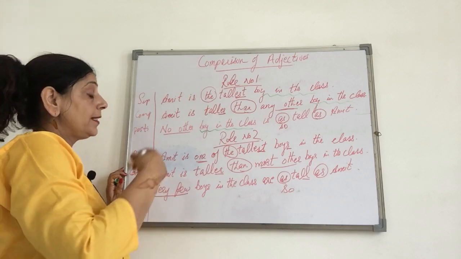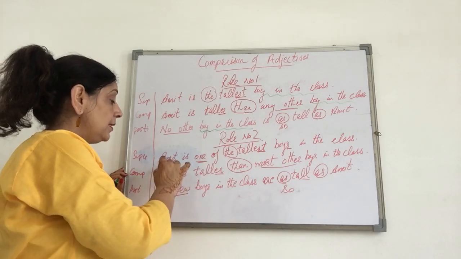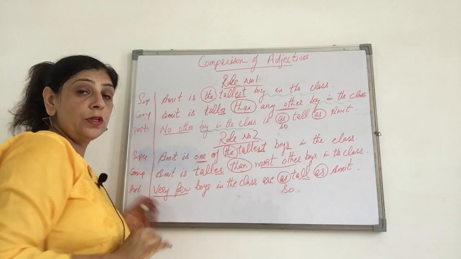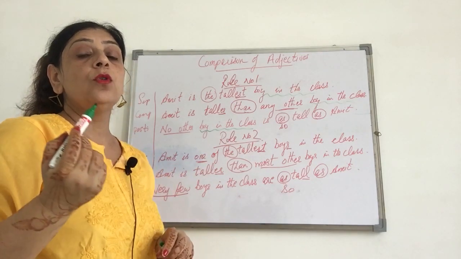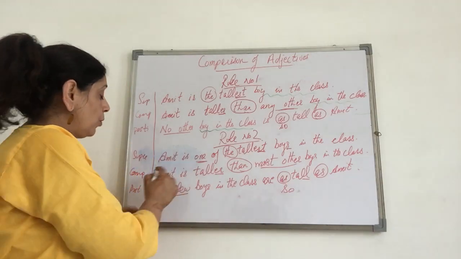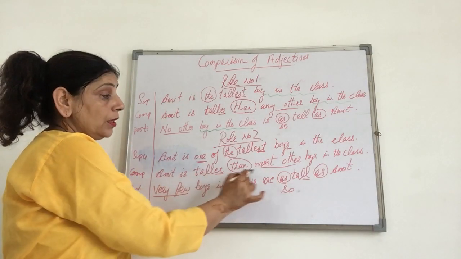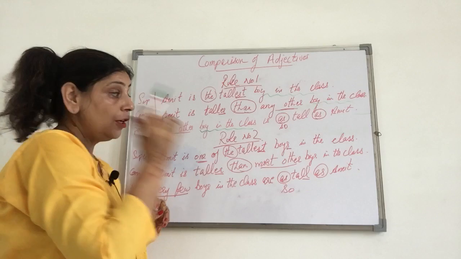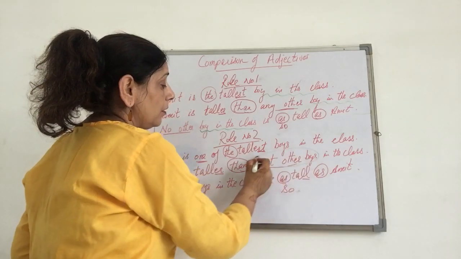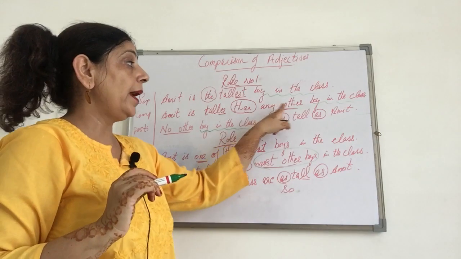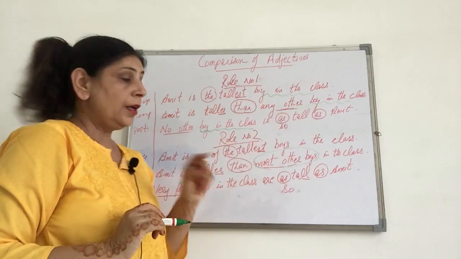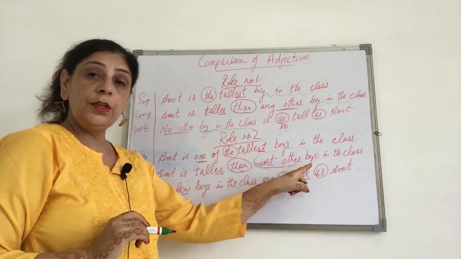right? Now in the exam maybe you get a sentence, Amit is one of the tallest boys in the class. So from the words one of you recognize that it is rule number 2. Maybe you get this sentence in the paper, Amit is taller than most other boys in the class. As soon as you read the words most other, you will know this is rule number 2, because in rule number 1 it is any other. So most other means rule number 2.